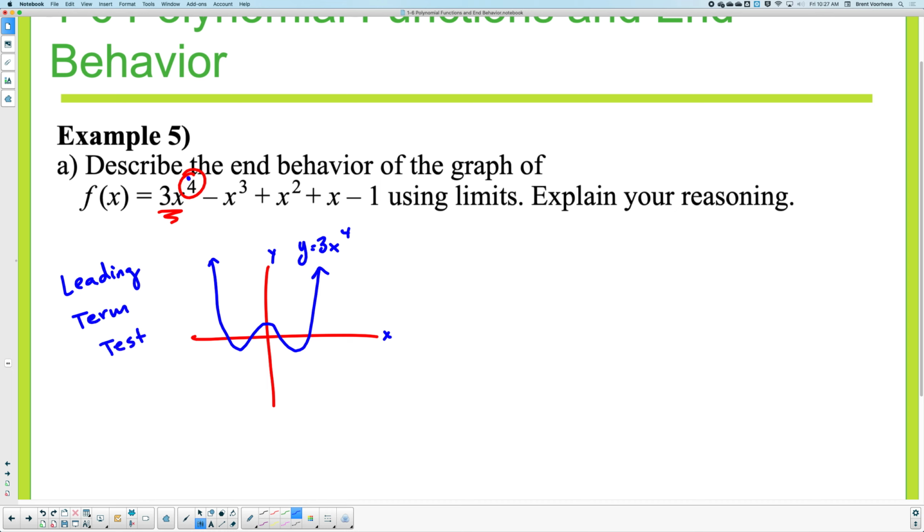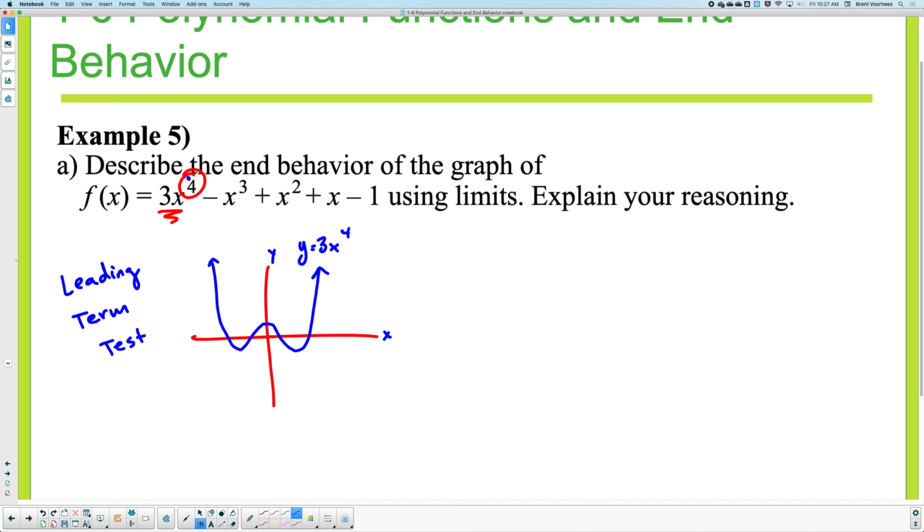So we could come up with our limits without even actually graphing it. Because we know this is an even degree and it's positive, as we travel to the left without bound, meaning as x approaches negative infinity, very negative numbers, what's going to happen to my y values? Are they going to rise, fall, or approach a constant? They're going to rise.